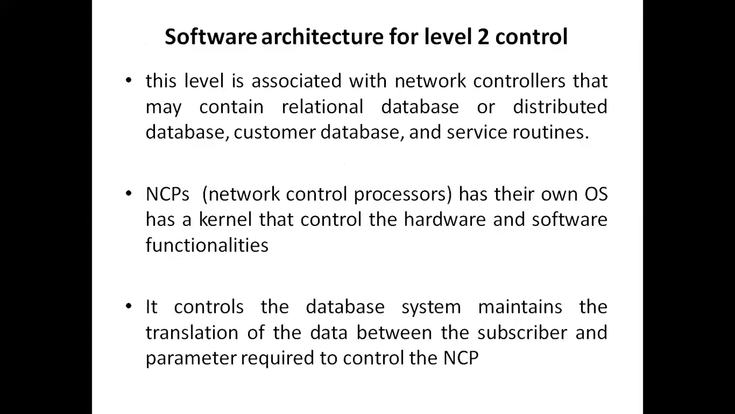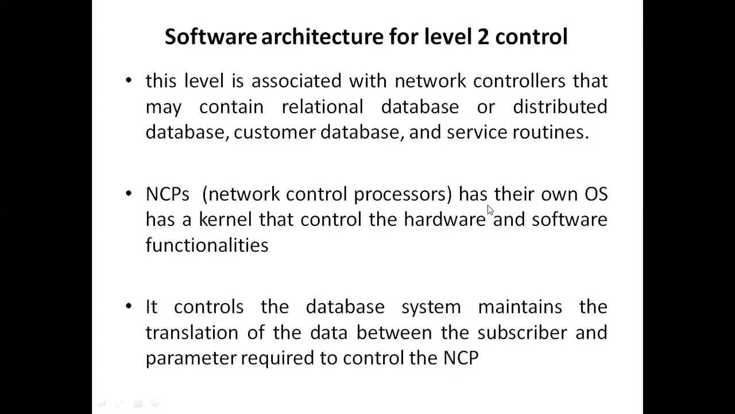Okay, next, the software architecture for level 2 control. Okay, this is a level associated with a network controller that may contain a relational database or distributed database. In level 2, it has the network controller. Okay, as you know, in the building blocks of the DSS, we have a network controller which controls the ICs. The main function of this network controller, or the software associated with this level 2 controller, is to maintain the database of the customer.